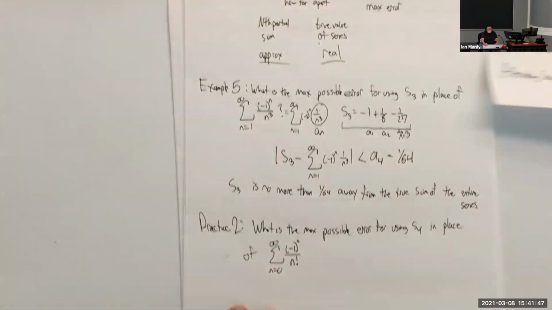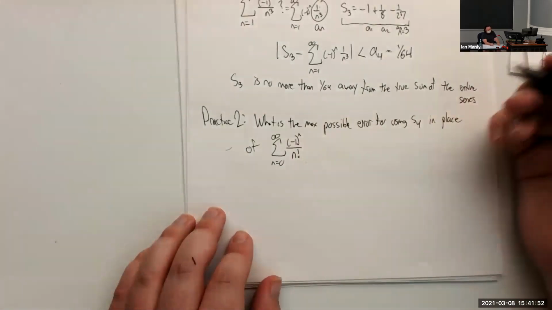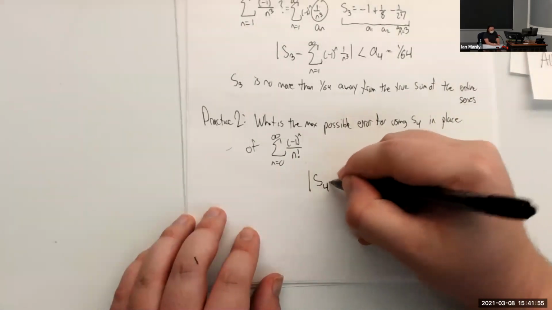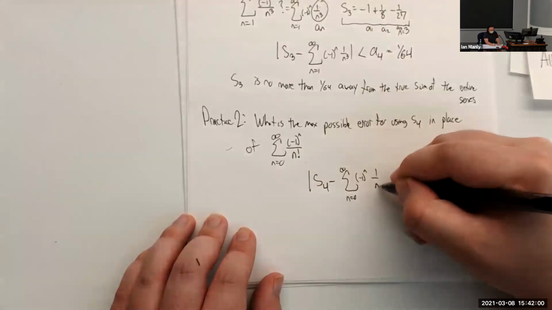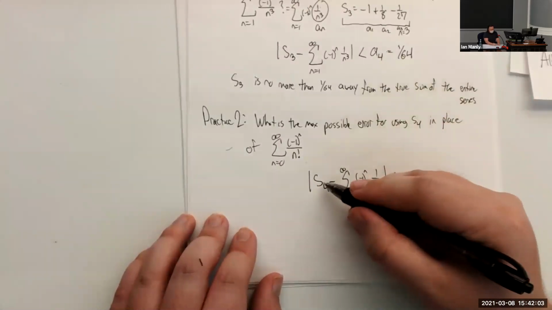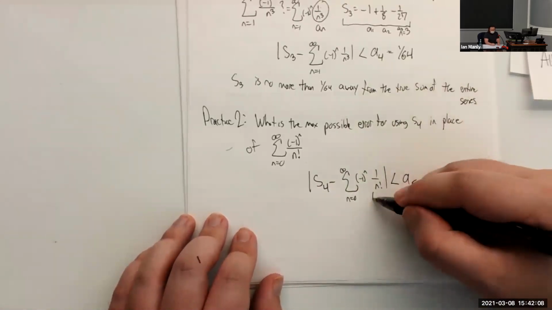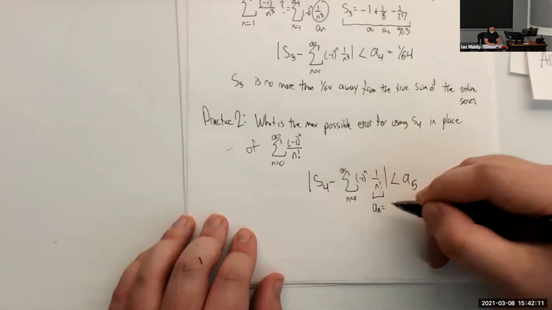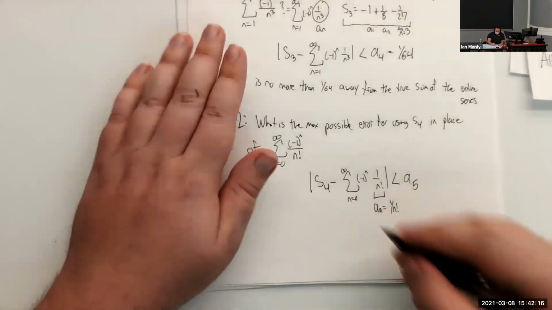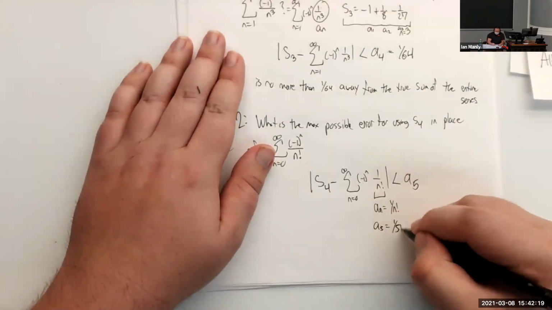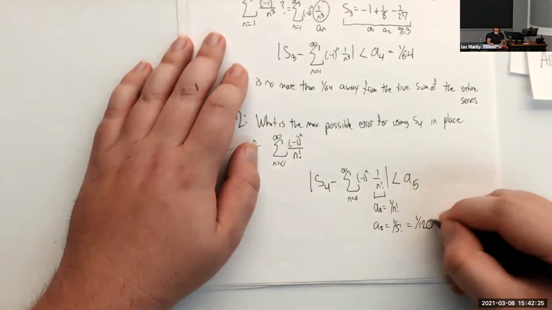All right, let's go ahead and take a look at this. So what is the maximum possible error for using S4 in place of this series right here? Remember, the difference between S4 and the series can be no more than the term we would have added to S4 next, which would be A5. In this problem, our A_n is 1 over n factorial. It's the stuff that's next to the alternator. So A5 would be 1 over 5 factorial, and 5 times 4 times 3 times 2 times 1 gives you 120.